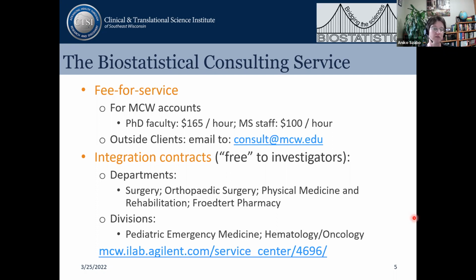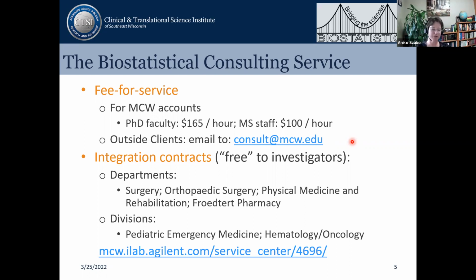And there's also a big group of people who can access us, and I hope if you belong to them, you know about this. We have integration contracts with some departments like surgery, orthopedic surgery, PM&R, pharmacy, and some divisions within departments like hematology, oncology within medicine, or pediatric emergency medicine. So their department or division pays for our help to their investigators. And this one can apply through iLab. Or if you have any questions about that, you can email our email address.